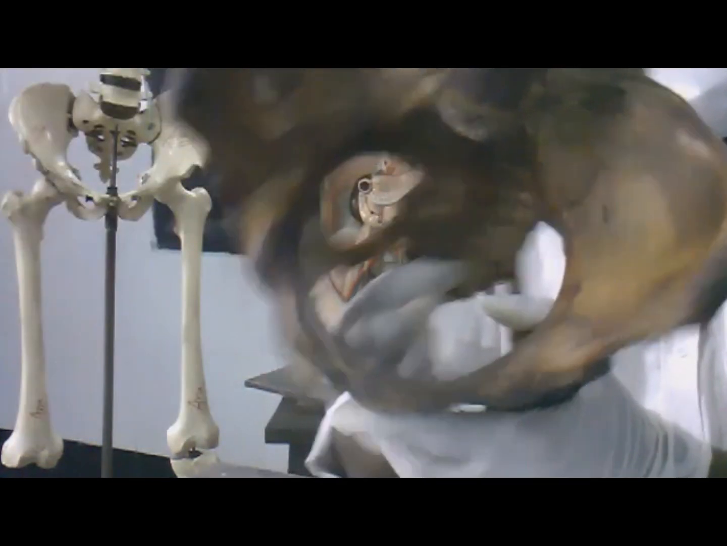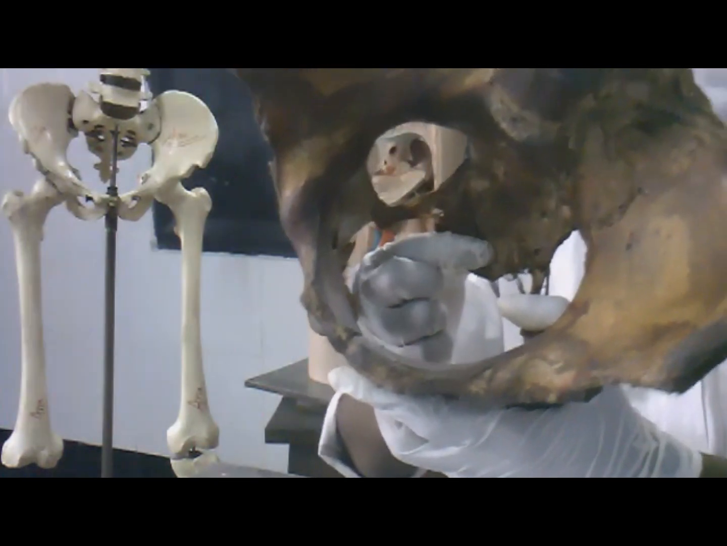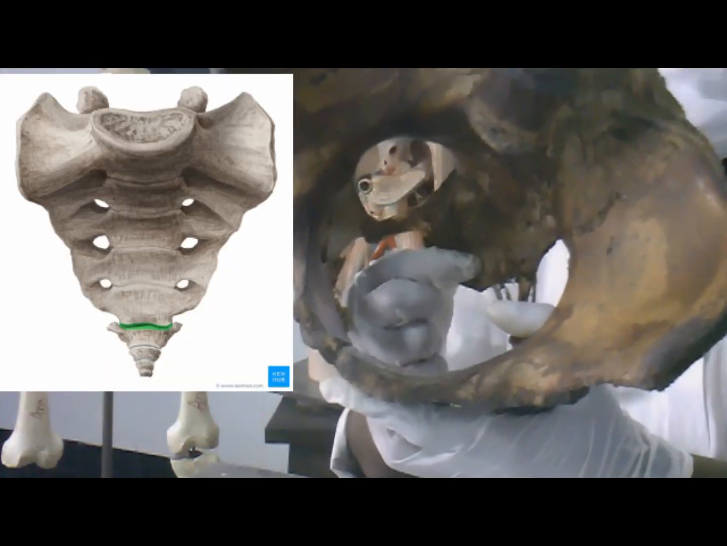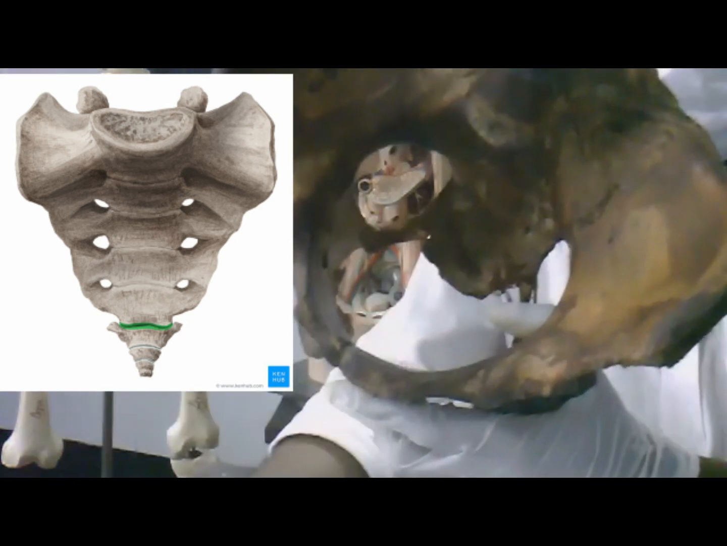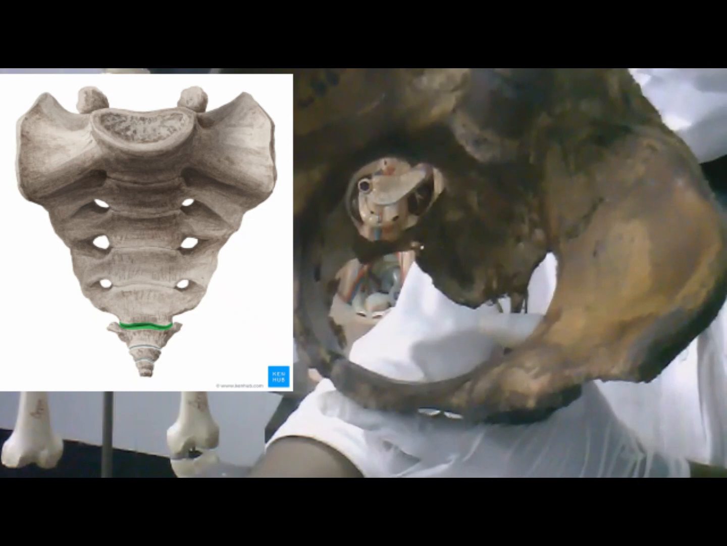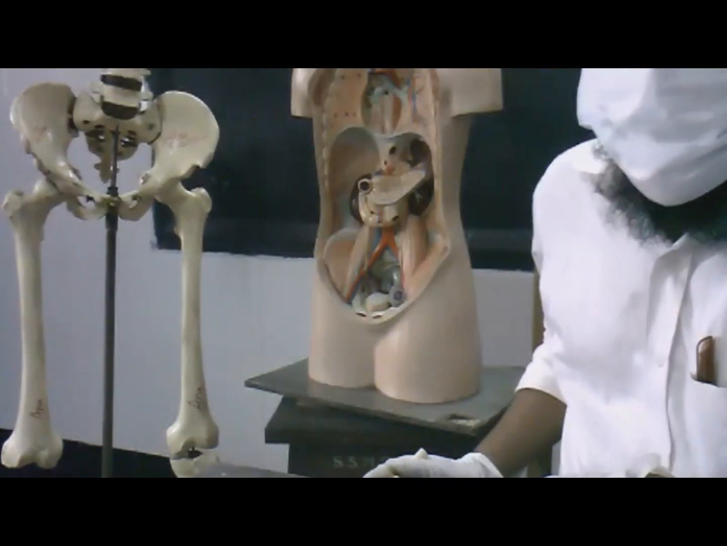And another joint is the sacrococcygeal joint. Here is the sacrococcygeal joint, okay, which is a secondary cartilaginous joint between the base of the coccyx and apex of the sacrum. It is the mobile joint of the bony pelvis. Now we will read about the subdivisions of the pelvis.